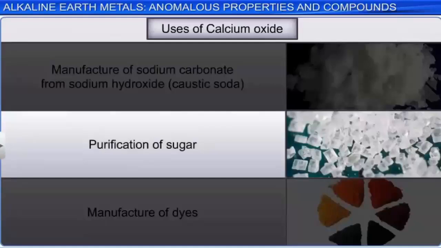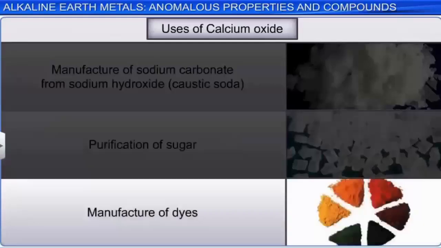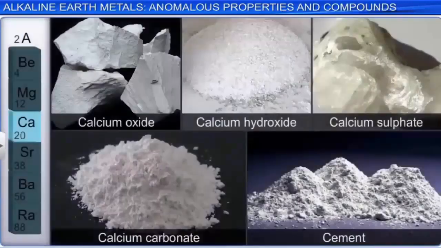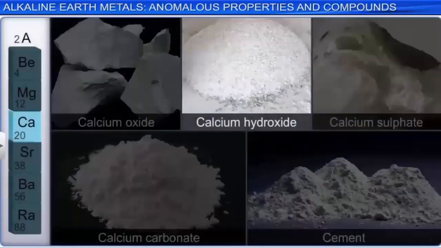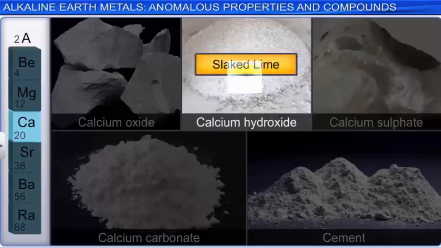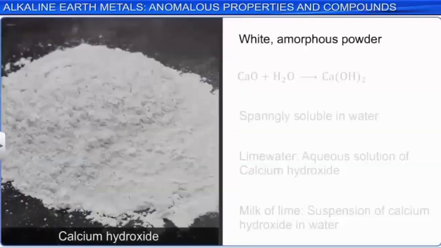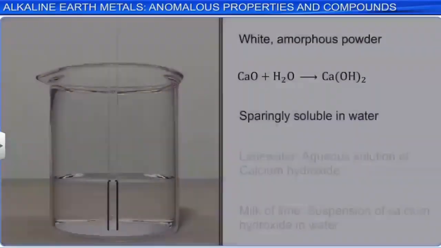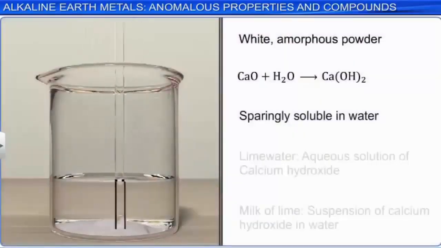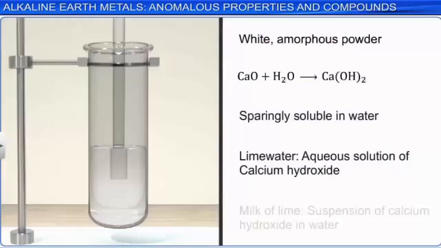Calcium hydroxide, another important compound of calcium, is commonly known as slaked lime. It is a white, amorphous powder that can be prepared by adding water to calcium oxide. Calcium hydroxide is only sparingly soluble in water. Aqueous solutions of calcium hydroxide is commonly called lime water. Milk of lime is the common name for suspension of calcium hydroxide in water.